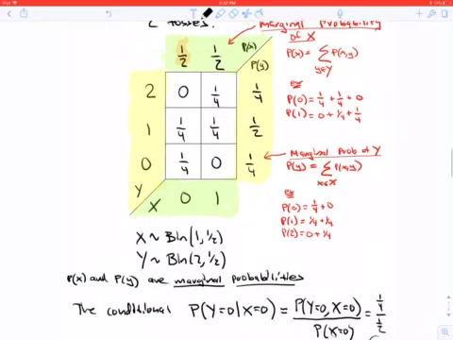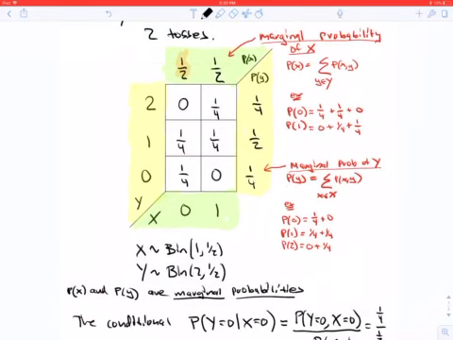So you can see from the marginal probabilities that x is binomial 1, 1/2, because the marginal for x is 1/2, 1/2, and y is binomial 2, 1/2, because the marginal probability for y has a distribution 1/4, 1/2, 1/4.